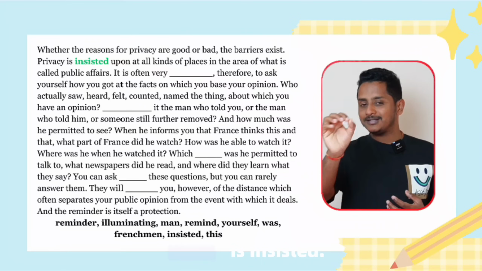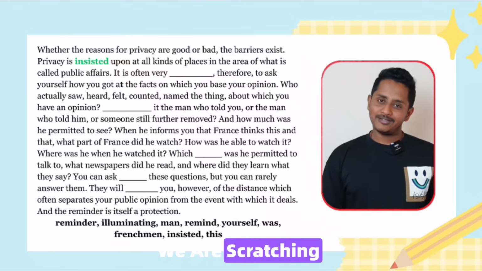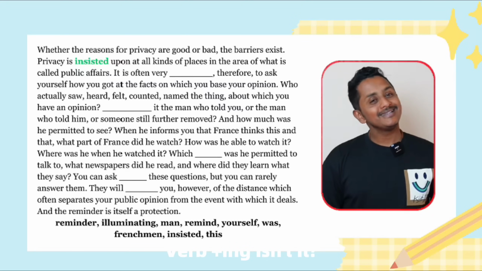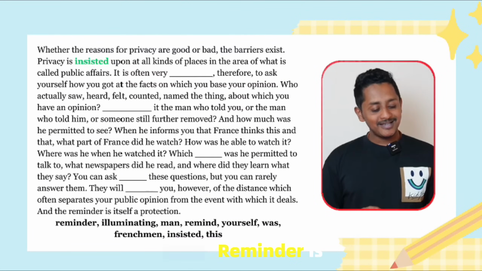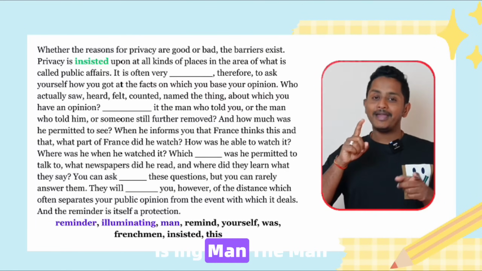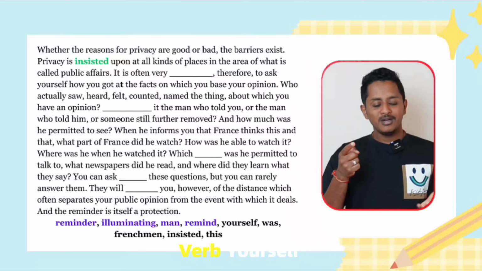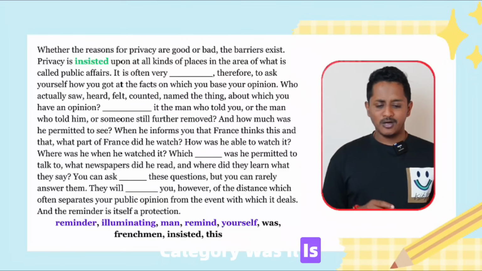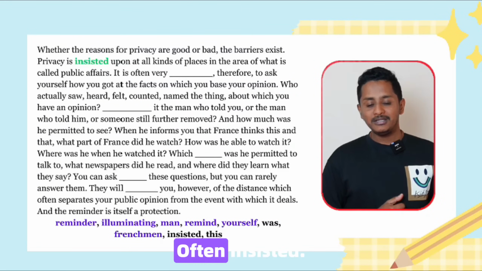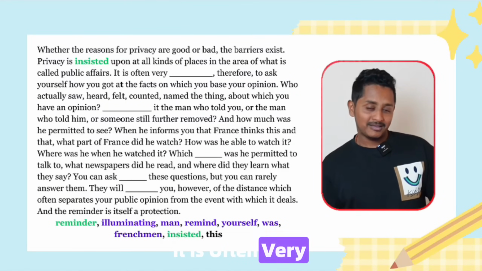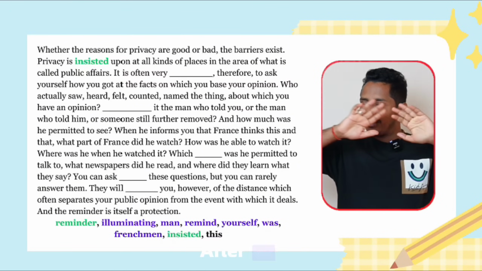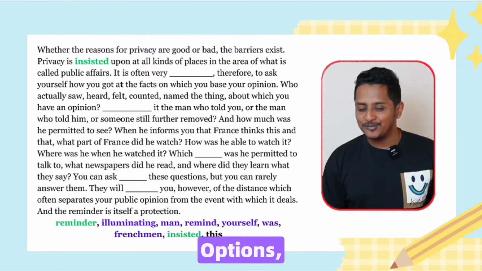But first one answer is insisted. Insisted, we are scratching it. Second one, it is often after is verb 3 or verb ing. Isn't it? Now see how many verb 3 or verb ing's are there. Reminder is the reminder noun. Illuminating is ing. Man, the man. Remind, to remind, verb. Yourself doesn't come in the category. Was, it is often very was, not fitting in. Frenchman, it is often Frenchman, no meaning at all. It is often insisted. It is often very this, no meaning. So it's insisted and reminder are the only two things after we eliminated the rest of the options.